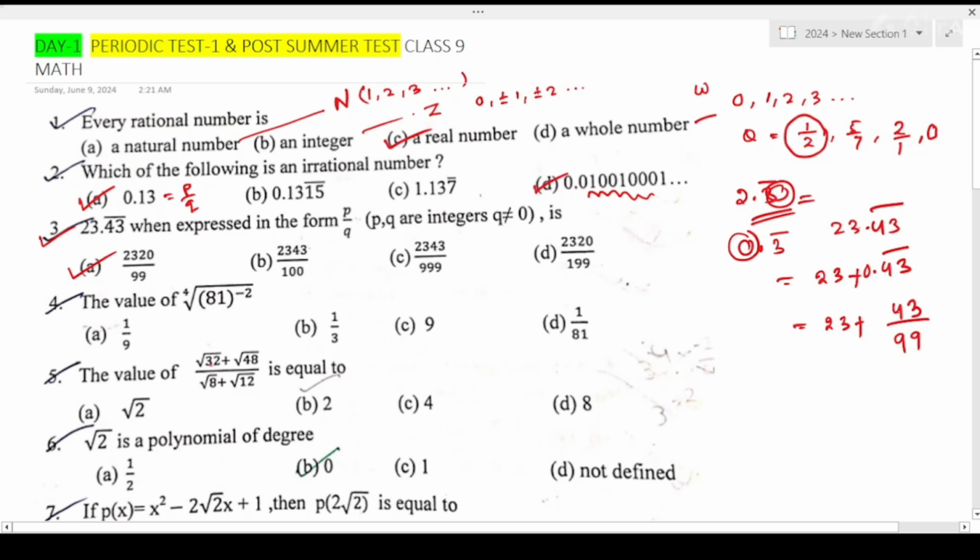Okay, understand? Now next question number 4. The value of 81 to the power minus 2 whole to the power root 4. So how to solve? Now we know that 81 we can write as 9 square, yes or no, into minus 2, whole to the power 4 or 1 by 4. So 9 to the power minus 4 into 1 by 4.